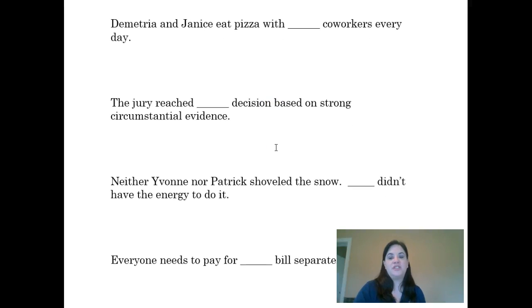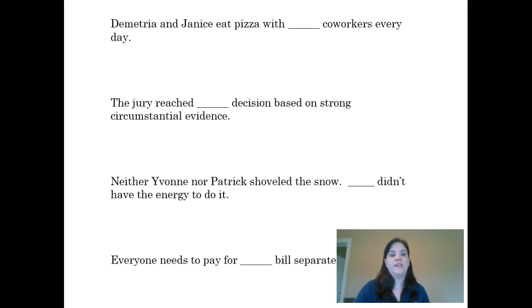Let's do the next two in one pause. The first two sentences I want you to complete are as follows. Demetria and Janice eat pizza with blank coworkers every day, and the jury reached blank decision based on strong circumstantial evidence. Find the correct pronouns for both of those sentences. Pause the video now, and then when you're ready, come back and check your answers.